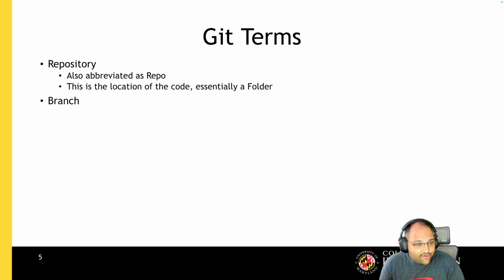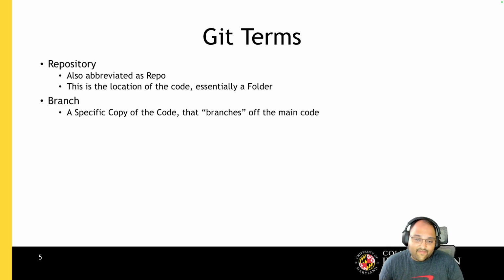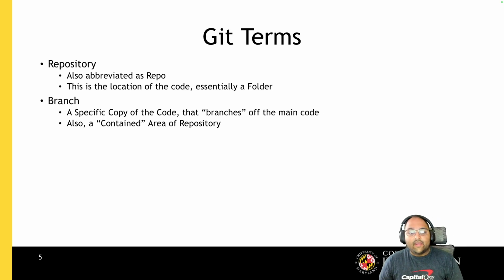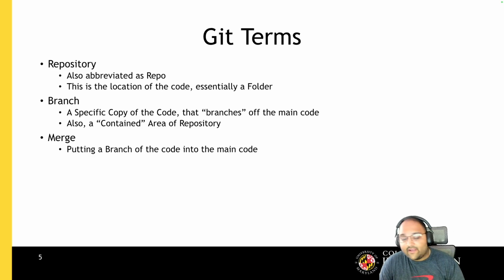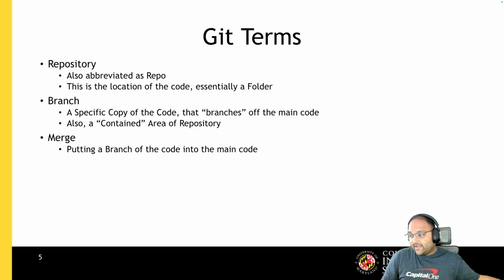Then there's branch. A branch is a specific copy of the code that branches off the main code. So for example, let's say we're on the main branch, and you want to make some small specific change. You'll create a branch called my specific change and make that change, right? This is basically a contained area of the repository. It's an isolated thing, like living in its own separate little world. Then there's a term called merge. Merge basically means taking what you changed in that contained branch and pushing it back to the main code, right?